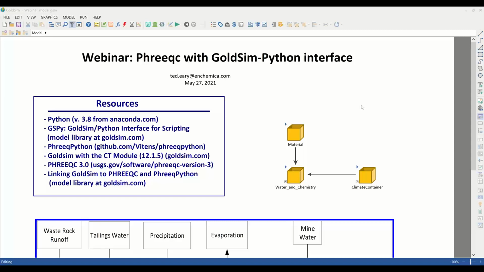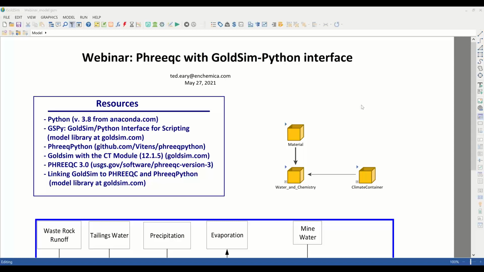Also you need to have GoldSim, and I'm using the contaminant transport module, and I'm using version 12.1.5. I think that's the most recent version. You should probably have an installation of Phreeqc and be knowledgeable how to use Phreeqc, because of course that's what's going to do all the chemistry calculations in this approach.